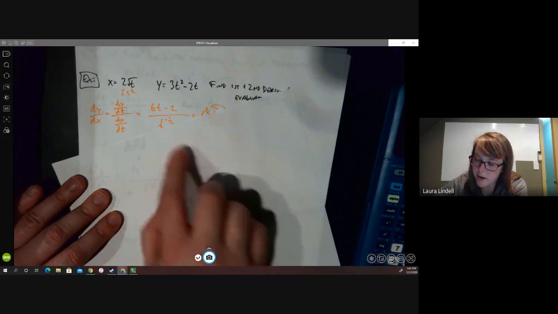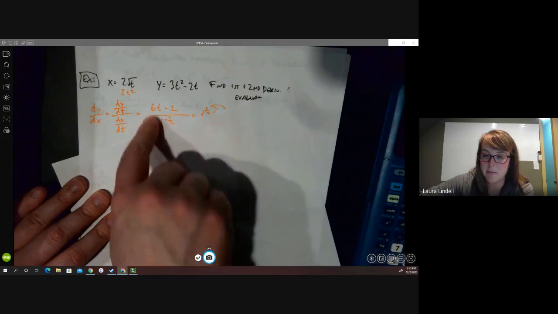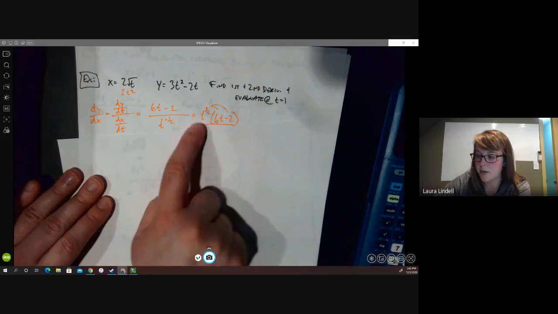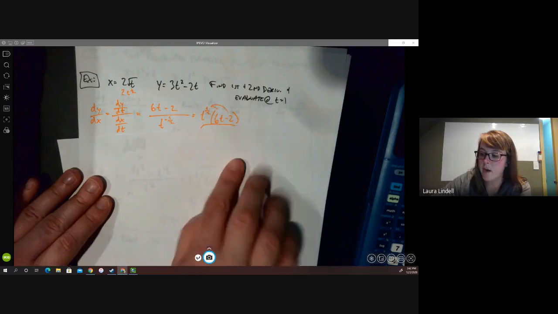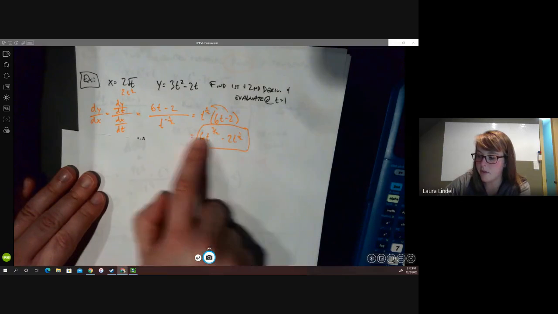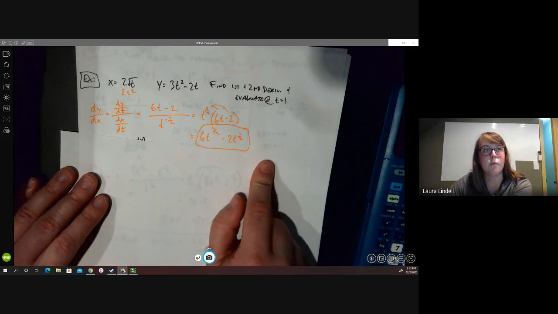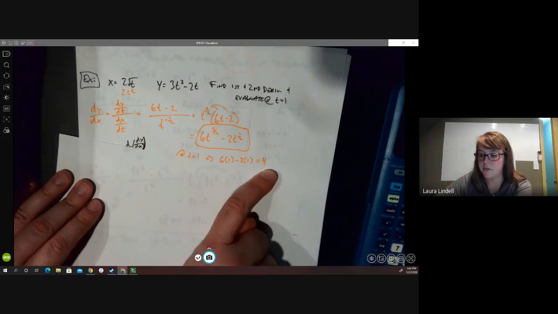Then we want to simplify this. t to the negative 1/2 in the denominator is the same as t to the positive 1/2 in the numerator. So we get t to the 1/2 times 6t minus 2. Distribute that out, and we're left with this. Then evaluating it at t equals 1, we get 6 times 1 minus 2 times 1, which is 4.